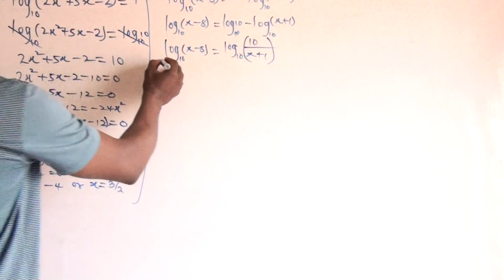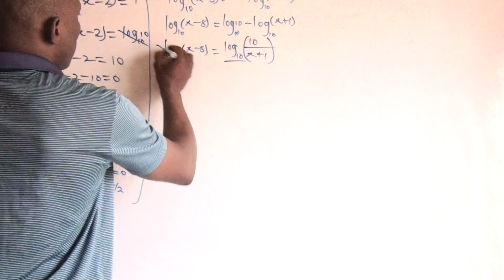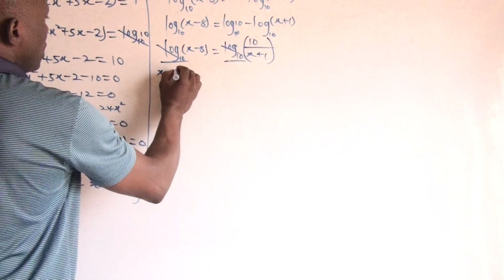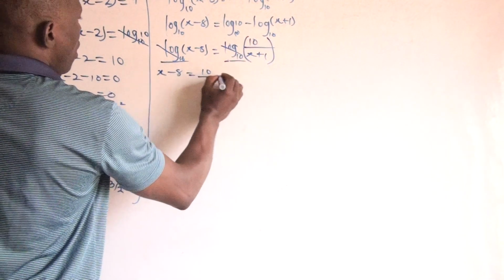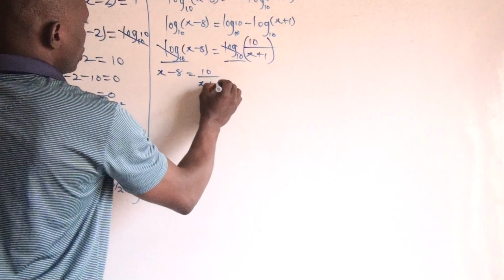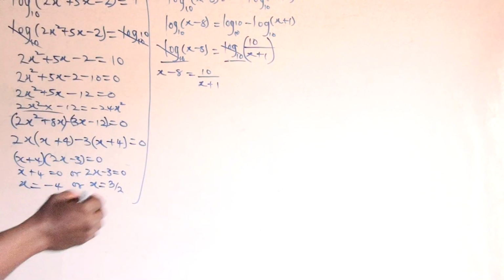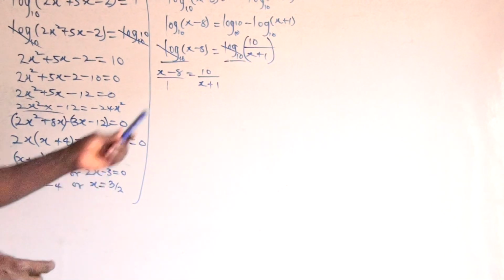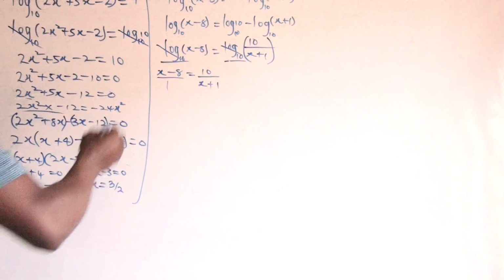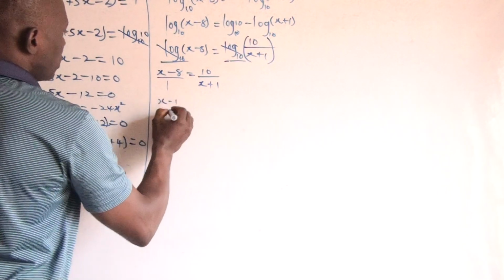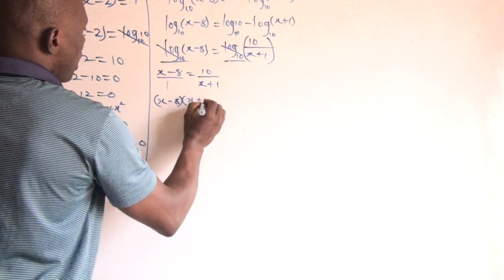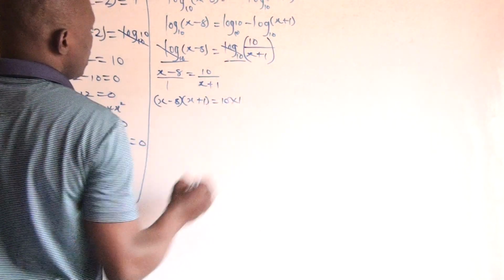Now what we need to do is divide both sides by log 10, so that log 10 goes with log 10. So we are now left with x minus 8 is equal to 10 all over 10 divided by x plus 1. Now we cross multiply, or we multiply through by the LCM, and the LCM is x plus 1. If we do that, this becomes x minus 8 times x plus 1 is equal to 10 times 1.